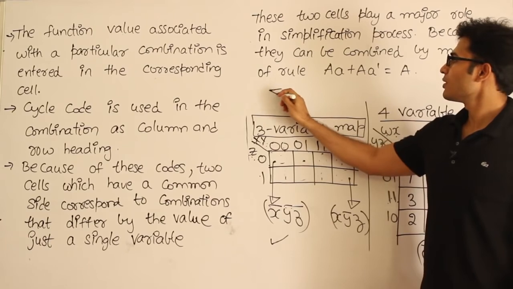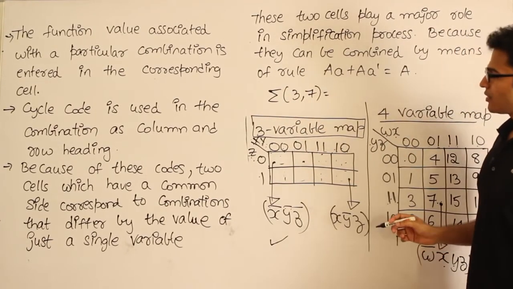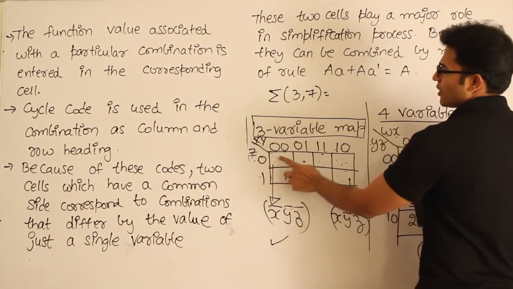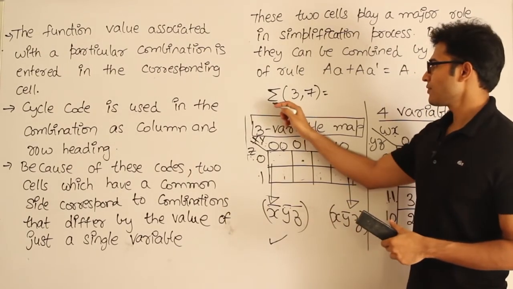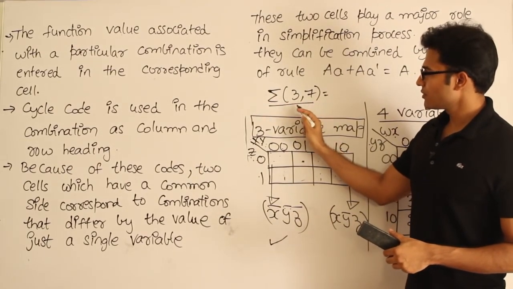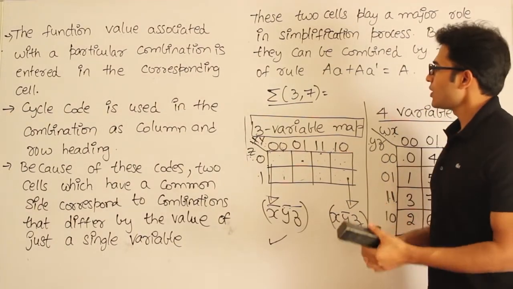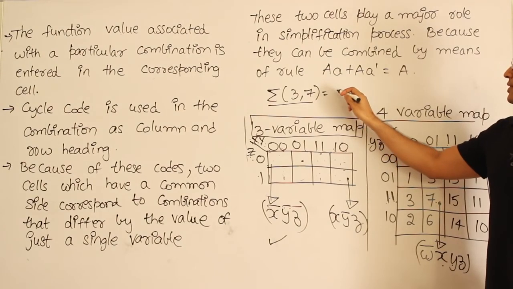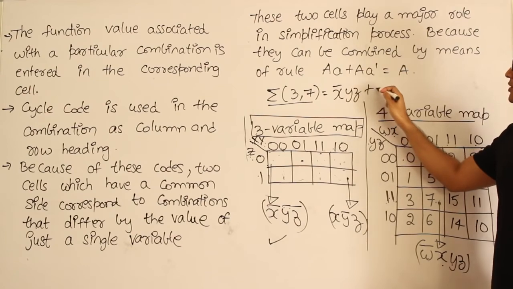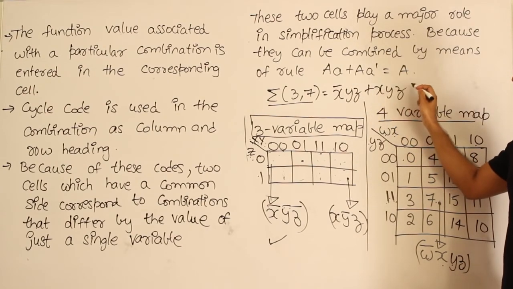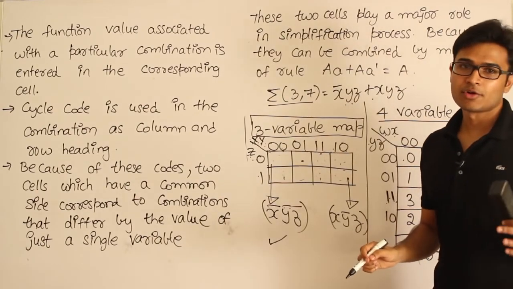The function is sigma 3, 7, which means we have 2 minterms, and these 2 minterms have value 1, and the other minterms have value 0. If the function has 2 minterms, it means only these 2 minterms are given a value of 1 and the others are given 0. So what is 3? You can write it like this, right? x prime y z. And what is 7? x y z, right? Therefore only in these 2 cells we are going to put 1, and in the remaining cells we are going to put 0.